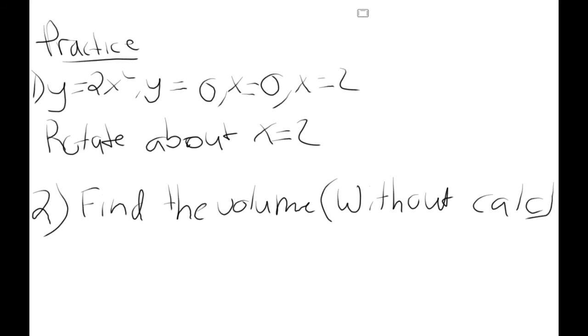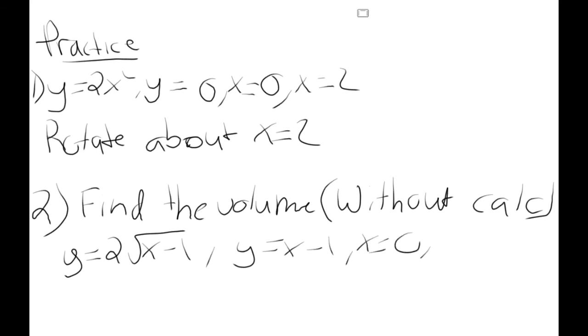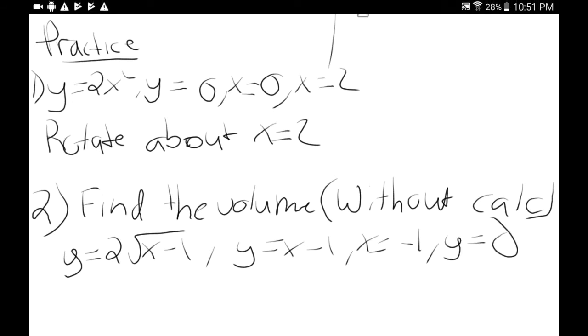And our problem is going to be y equals 2 square root of x minus 1, y equals x minus 1, and we're going to run on x equals 0, and y equals negative, oh no, x equals negative 1, y equals 0, that's what it was. So, try your best to solve it. Pause the video.